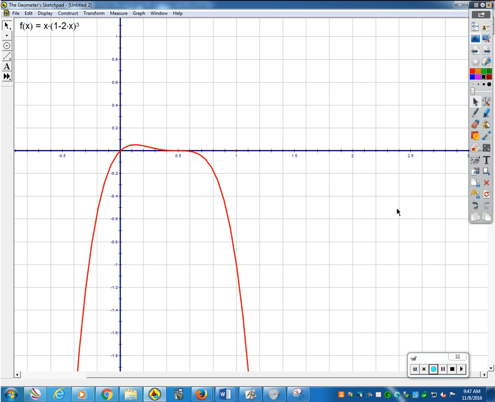That's our function. Let's write that down here so you can see it a little bit better. So in red, we have the function. The function is f of x equals x times parentheses 1 minus 2x.